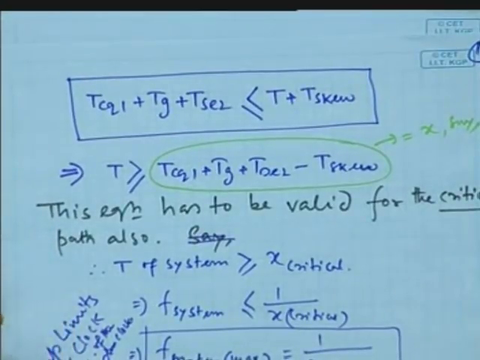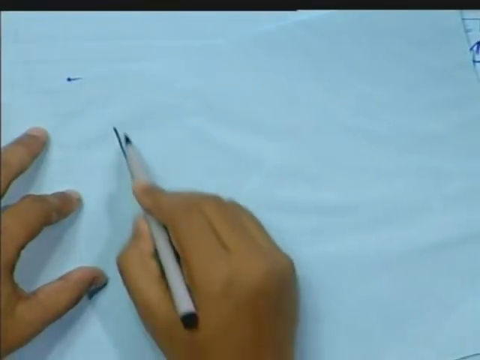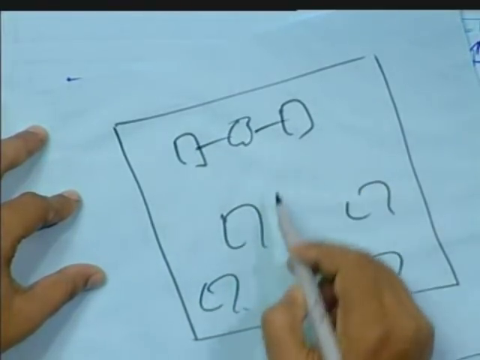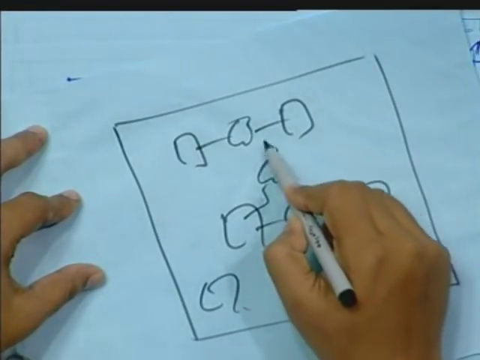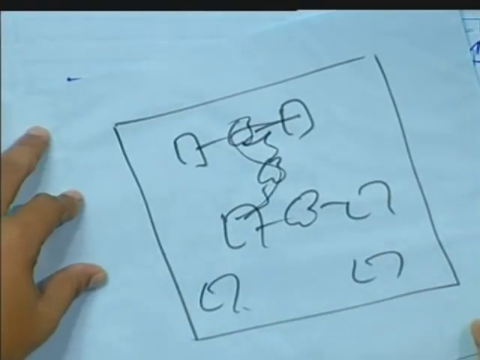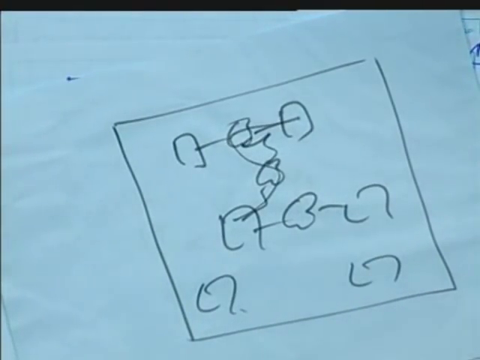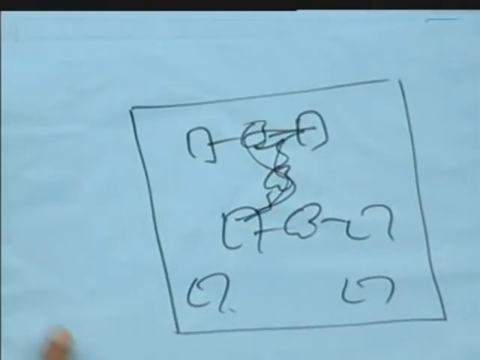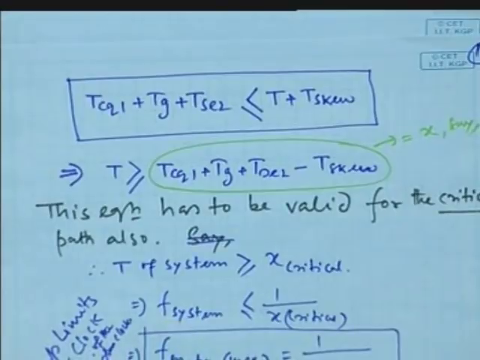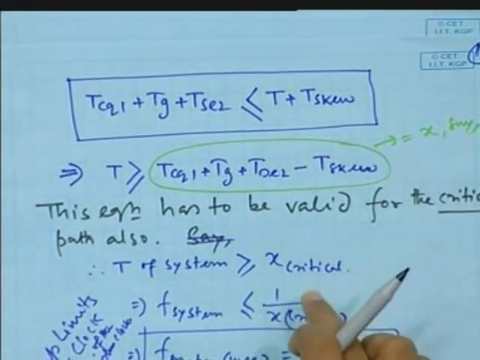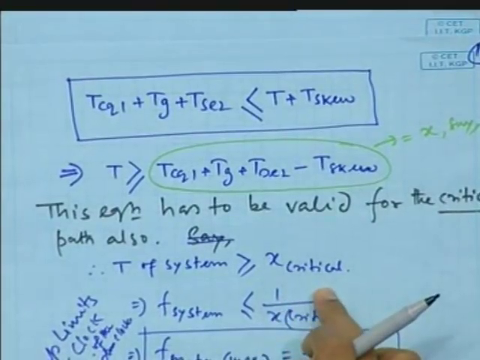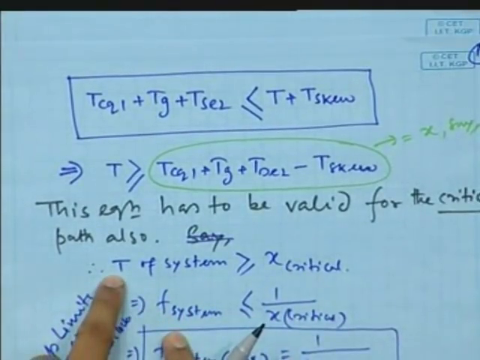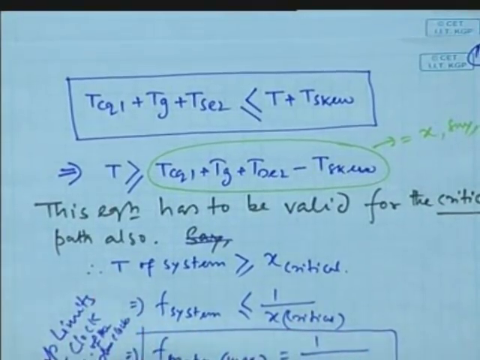Critical path means what? Inside your design, inside your whole chip, there are so many paths. This is one path, this is one path, this is one path, right? All these paths exist, thousands, millions of paths. Out of those paths, the one path having the maximum delay is called the critical path. So the same equation has to be valid for that path also. The corresponding X I am calling X critical. So T of the system has to be greater than X critical. So f system, which is 1 by T system, is 1 by X critical. So you can see that f system max is equal to 1 by X critical.